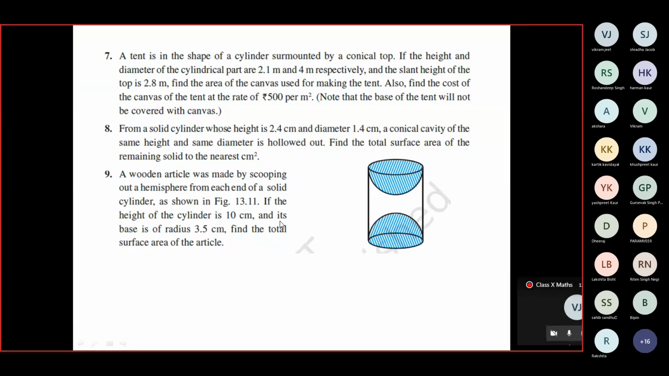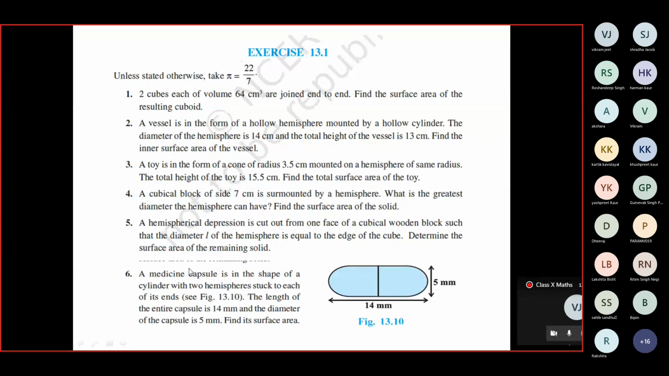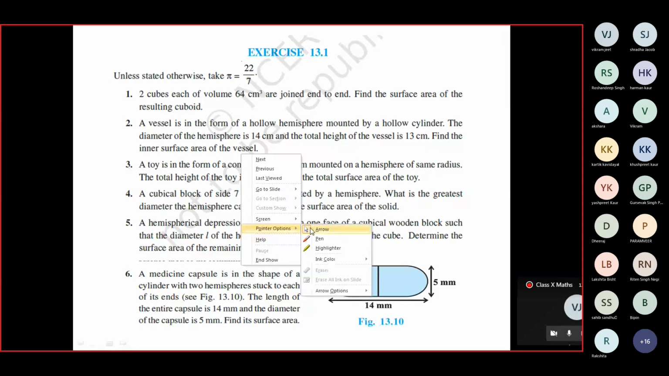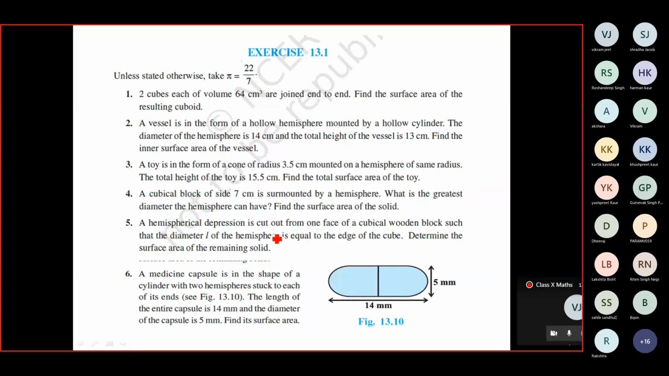So question number 6 is: a medicine capsule is in the shape of a cylinder with two hemispheres stuck on each of its ends. The length of the entire capsule is 14 millimeter and the diameter of the capsule is 5 millimeter. Find its surface area.